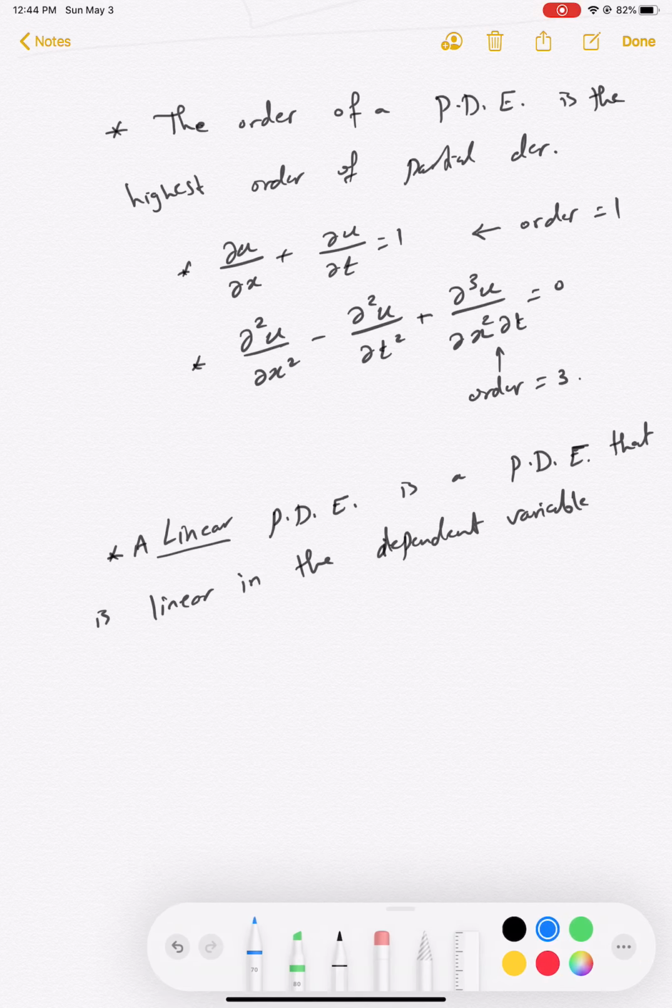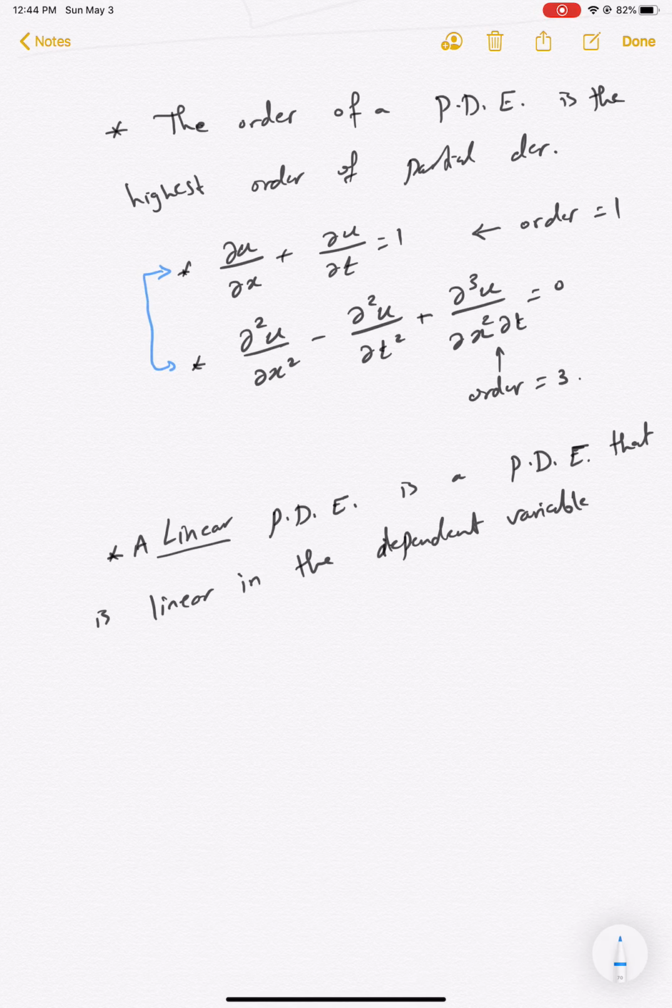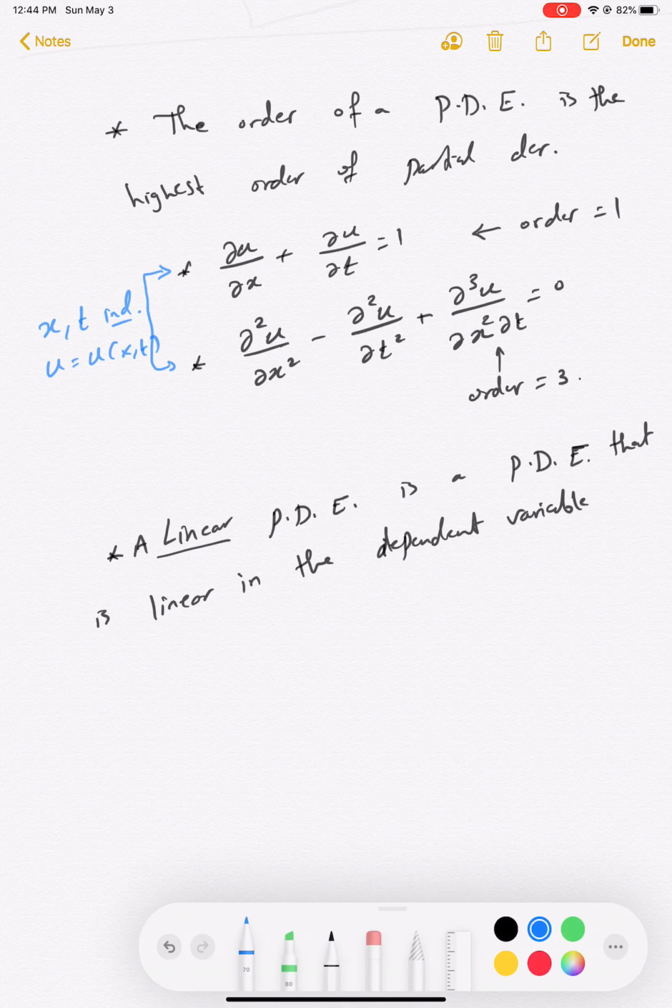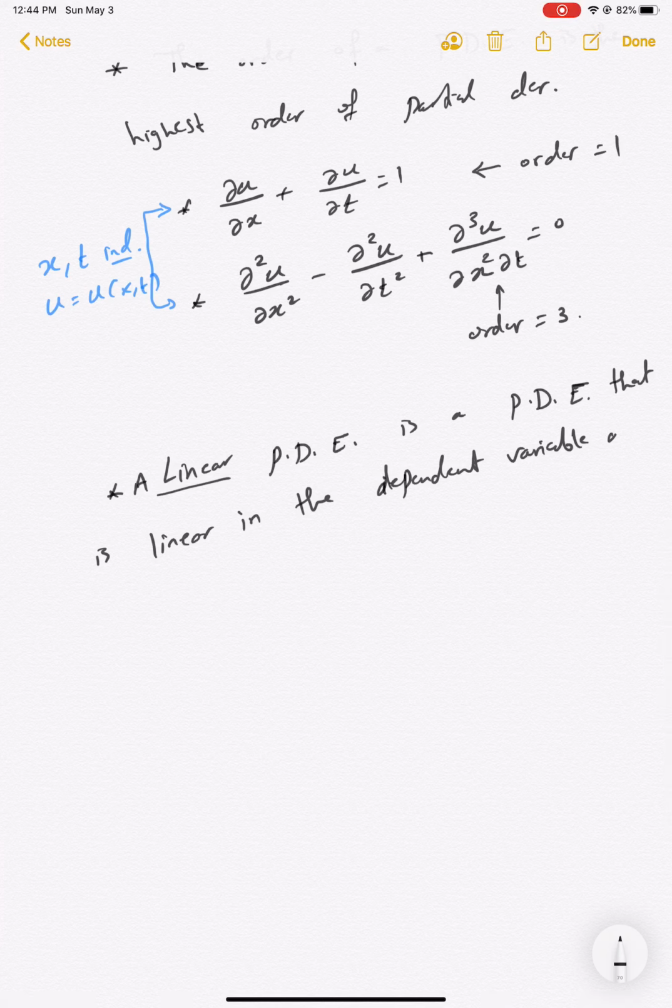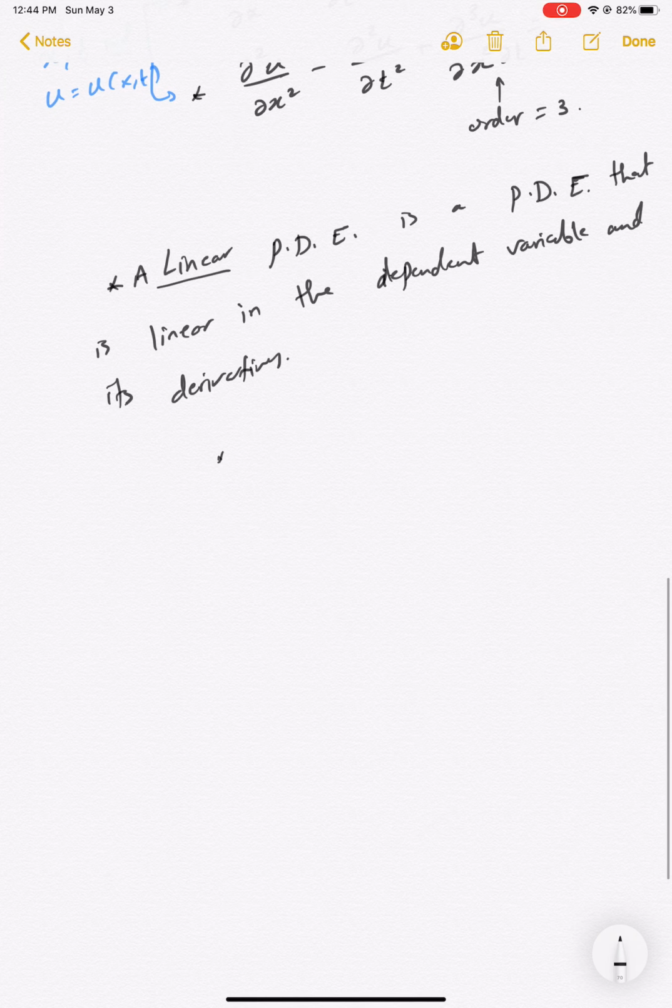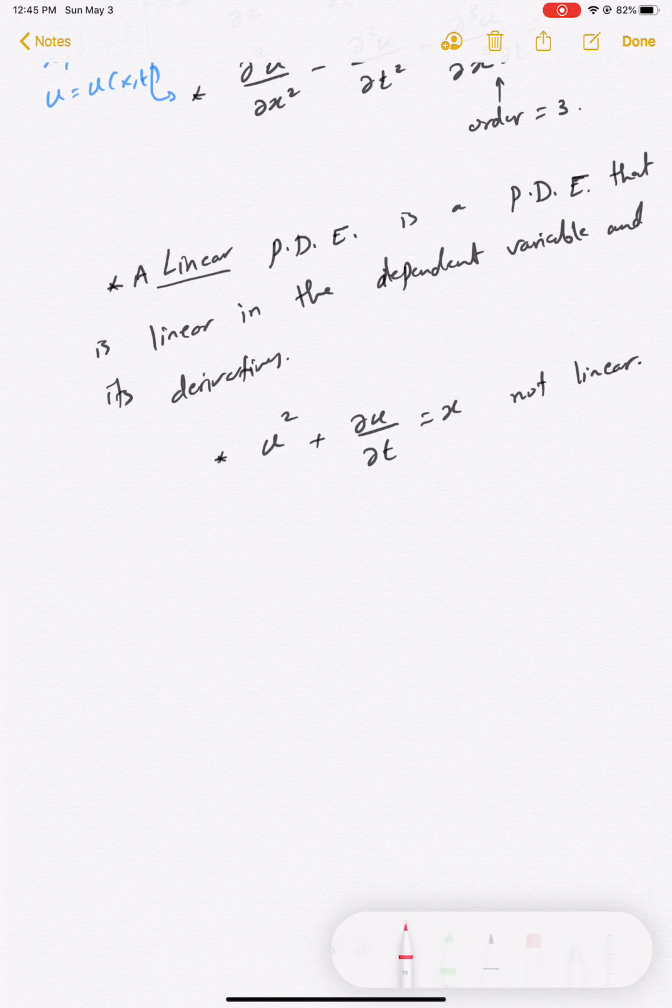For example, in these two differential equations, x and t are the independent variables, and u depends on them. We look at u as a function of x and t. That's the dependent variable. So when do we say that the partial differential equation is linear? We say it's linear if it's linear in the dependent variable and its derivatives. Of course, now we're dealing with partial derivatives. So for example, you look at u. This is linear. u squared is not linear. For example, u squared plus whatever you write then, equal to x, this is not a linear partial differential equation. Why is it not linear? Because the first term, u squared, is not a linear term in the dependent variable u.